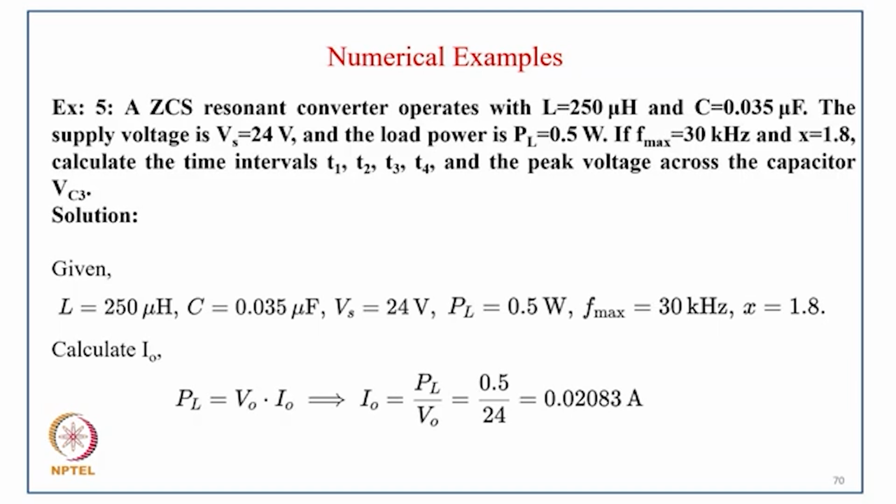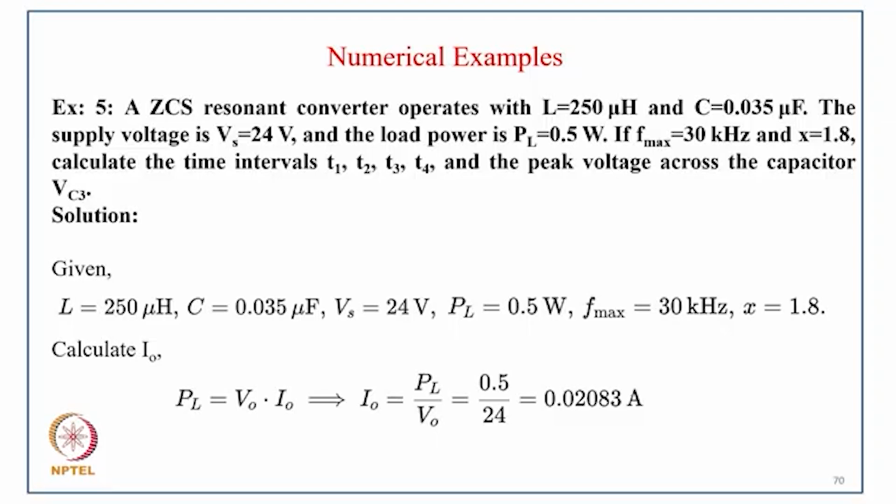Coming to example 5, a zero current switching resonant converter operates with L equal to 50 microhenry and C equal to 0.035 microfarad. The supply voltage Vs equal to 24 volt and the load power is PL equal to 0.5 watt, F max equal to 30 kilohertz and X equal to 1.8. Calculate the time intervals T1, T2, T3, T4 and the peak voltage across the capacitor. So for solution, given here L equal to 50 microhenry, C equal to 0.035 microfarad, Vs equal to 24 volt, PL equal to 0.5, F max 30 kilohertz, X equal to 1.8.